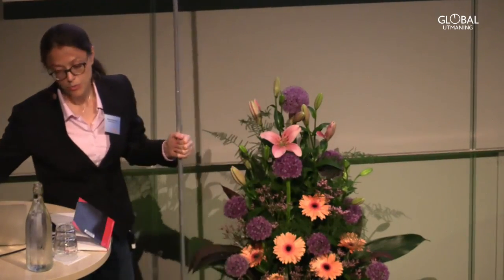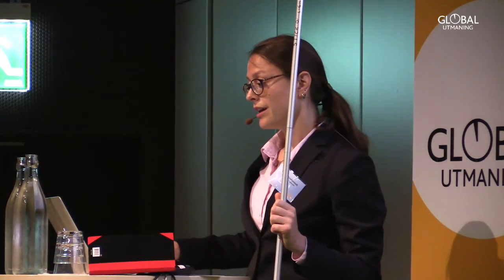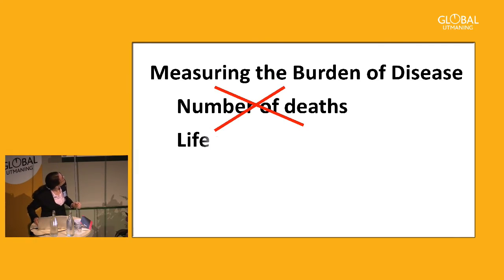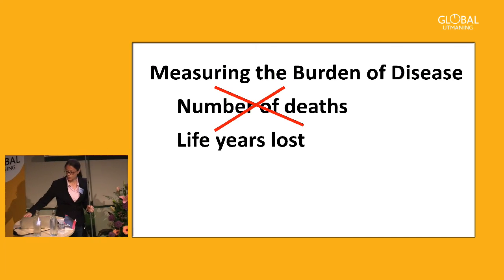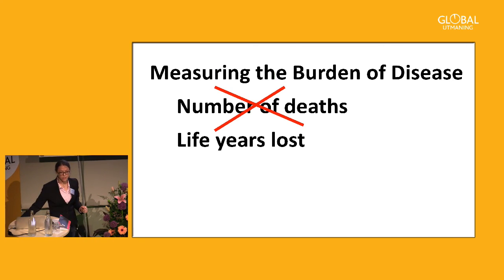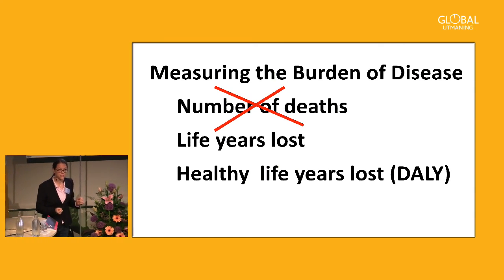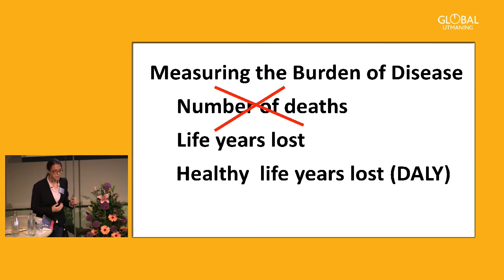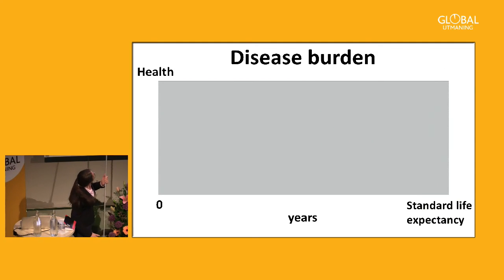So instead, we use something we call burden of disease, or disease burden, and that is made up of life years lost. And not only life years lost, but also healthy life years lost, meaning that we take into account diseases that do not cause death. Depression, back pain, mental disorders. Let me show you that in another way.